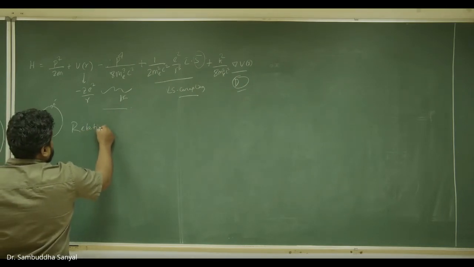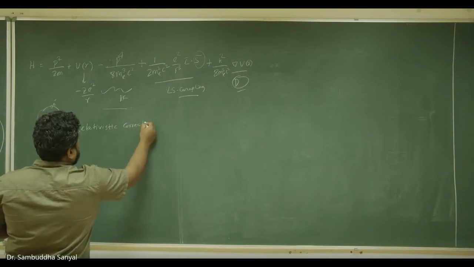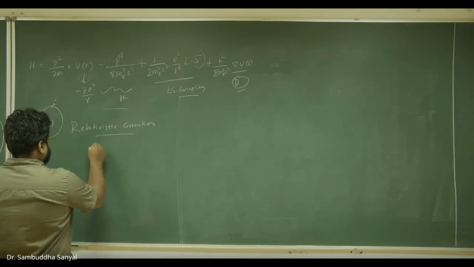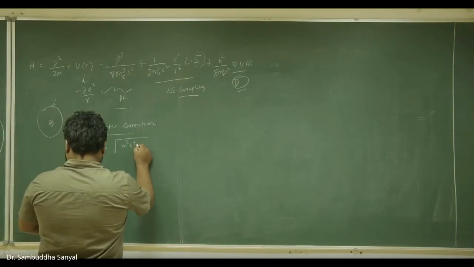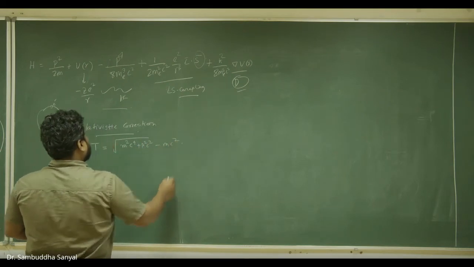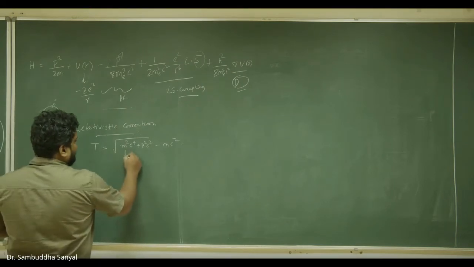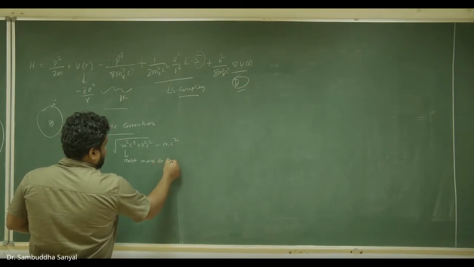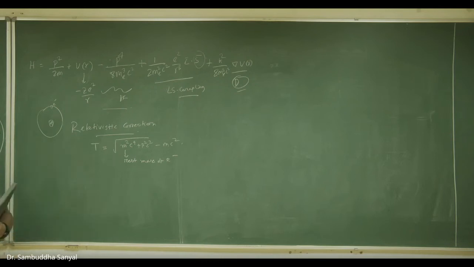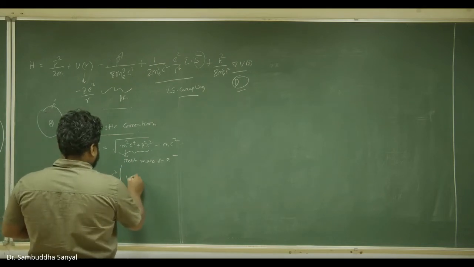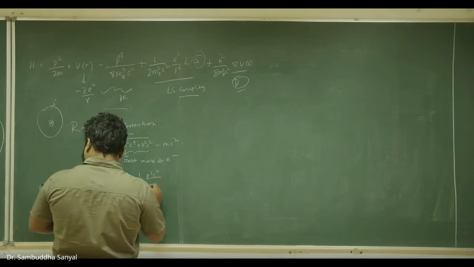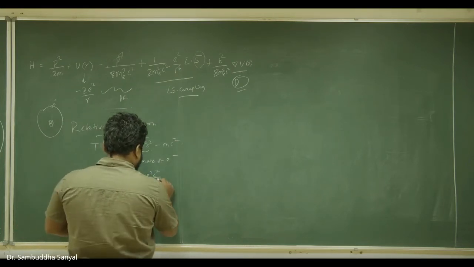relativistic correction. So T means kinetic energy. So kinetic energy will be this, where m is the rest mass of the electron. Now if the velocity of the electron is small compared to the velocity of light, I can do an expansion of this term. Okay. And that expansion will be... actually I can do the expansion anyway, but I can terminate it only if p is small.